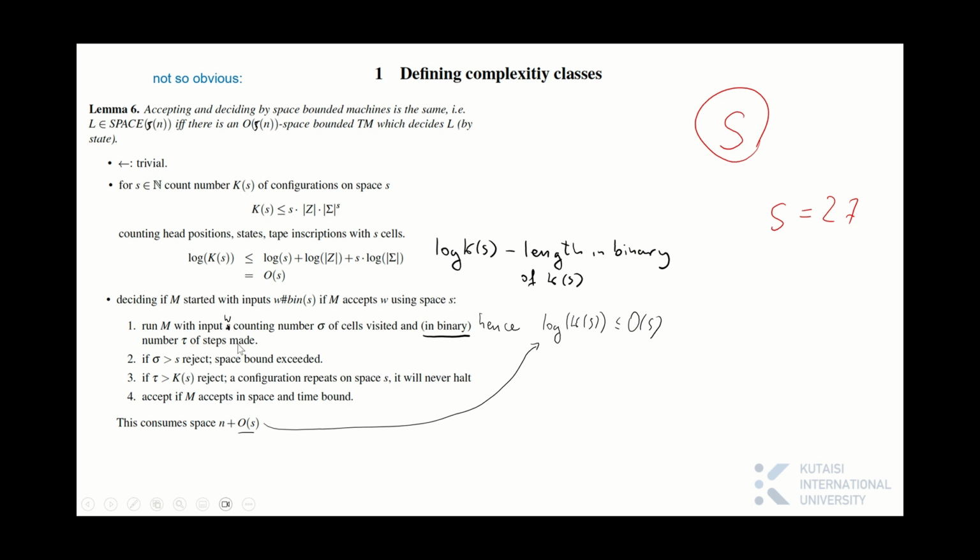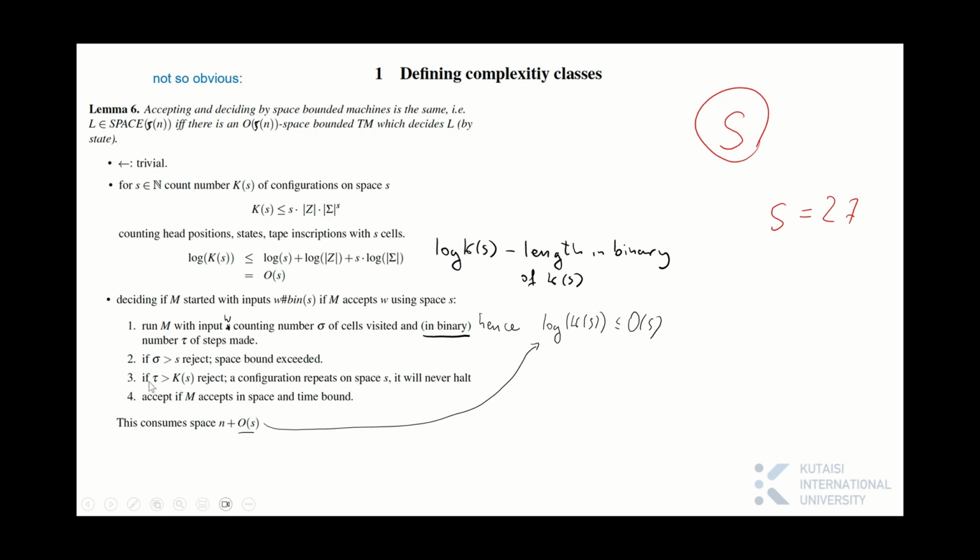So I'm running M on W, but I'm also counting, let's say on tape 2, how many cells this guy is visiting. I'm saving it in sigma, and I'm counting also how many steps this guy is taking. Now, if sigma is bigger than S, I will reject, because this first step is supposed to check whether M accepts W in space S. So if it uses more than space S, then I reject. S is a given number and I reject.